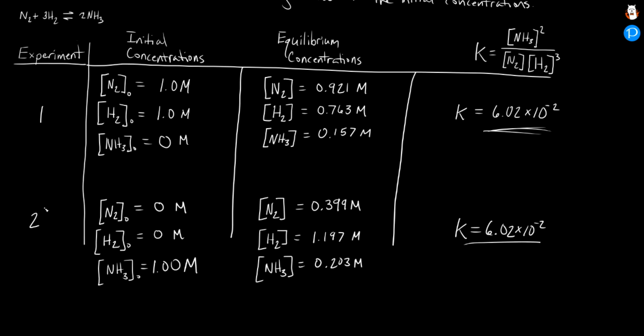If we were to do that again in a second experiment, but this time for the initial concentrations, we start with nothing here and 1 molar of this, and we allow that to come to equilibrium, we get these values here. Notice that they're very different than the equilibrium concentrations that I have here, but it still gives me the same K value. So if I were to plug these into my expression, I still get the same value, 6.02 times 10 to the negative 2. It doesn't matter whatever initial concentrations I start with here, it's always going to reach a point where the ratio between my products and reactants gives me this value essentially.